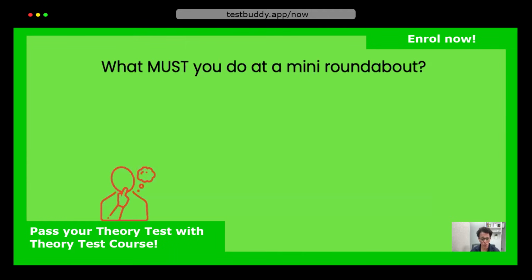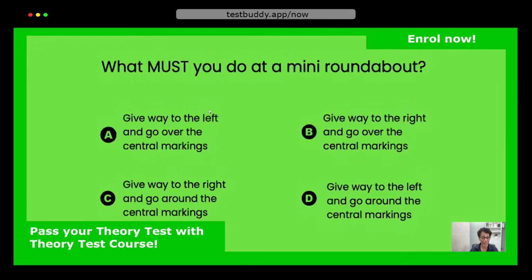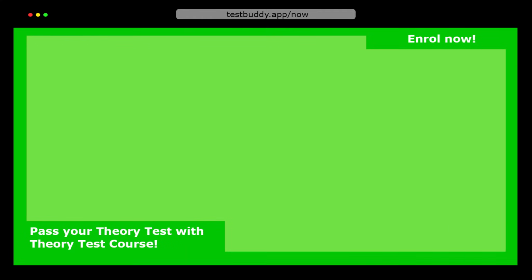What must you do at a mini roundabout? Do you give way to the left and go over the central markings? Give way to the right and go over the central markings. Give way to the right and go around the central markings. Give way to the left and go around the central markings. Now you do know the answer, so just make sure that you read it correctly.